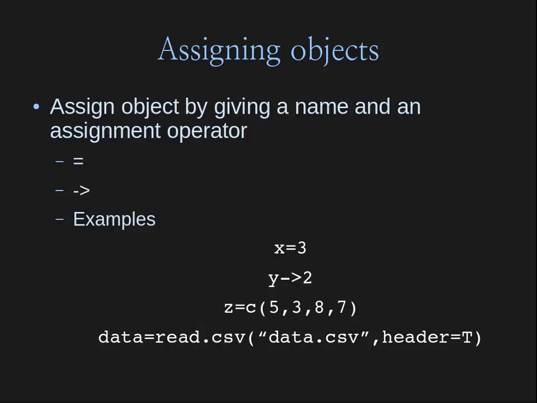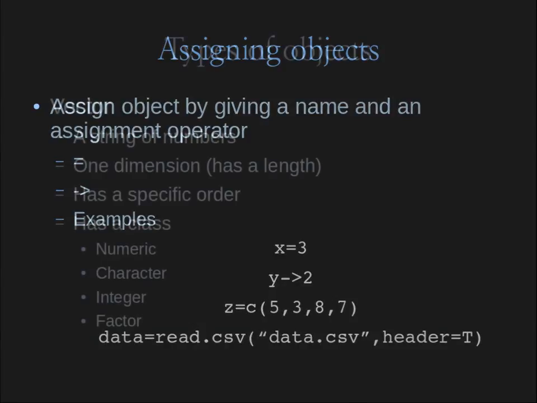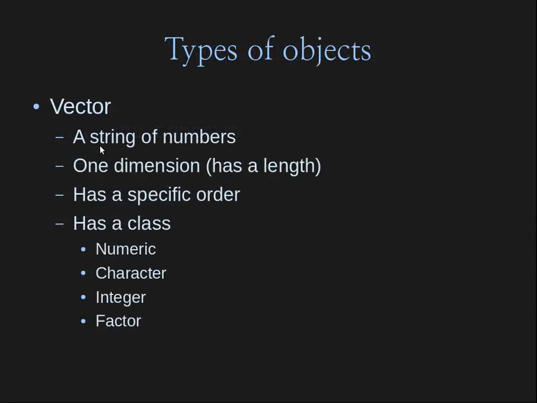Okay. Or again, we can use like data equals read CSV. Again, this is the command that we use to read in files, CSV files. And then we give it its name, data.csv. This is the file name that we're pulling from, and then header equals true. Again, we'll look at that more in just a moment. But let's talk about the different kinds of objects that we can have. So now we have these objects. What kind of objects can we have?